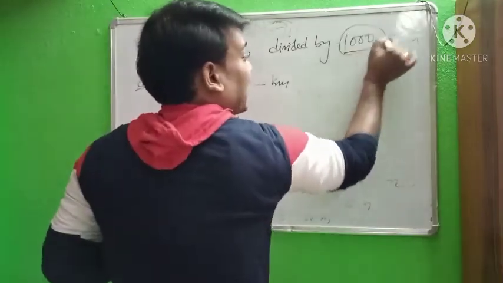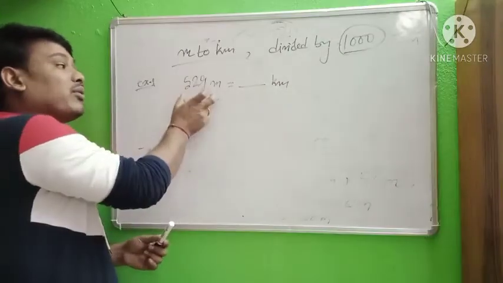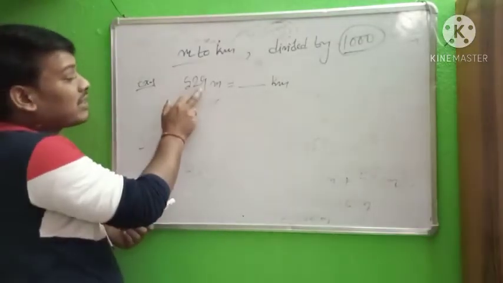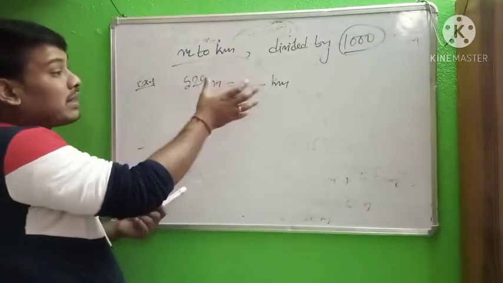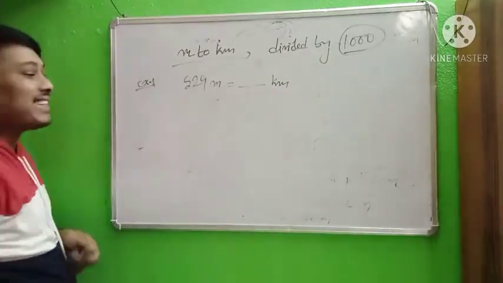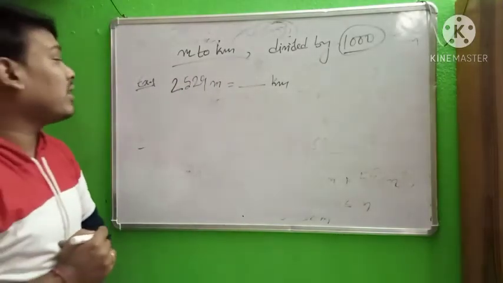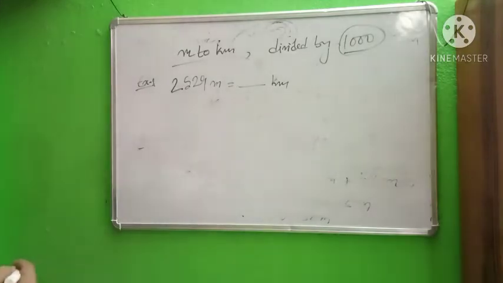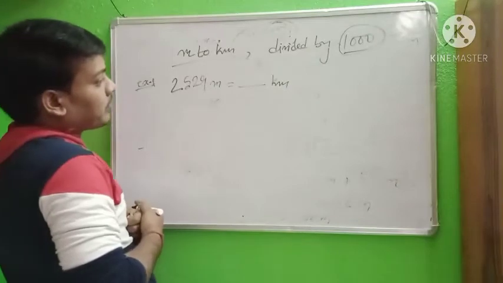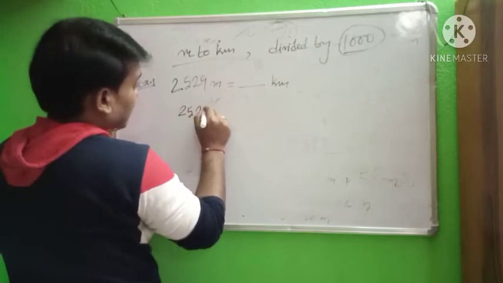We have to divide it by 1000. So in the question, if the value is more than 1000, then only we convert in kilometer. But here the value is less than 1000. So the question is wrong. So 2529 meter equal to how many kilometer? Okay. And similarly, 2529 meter.